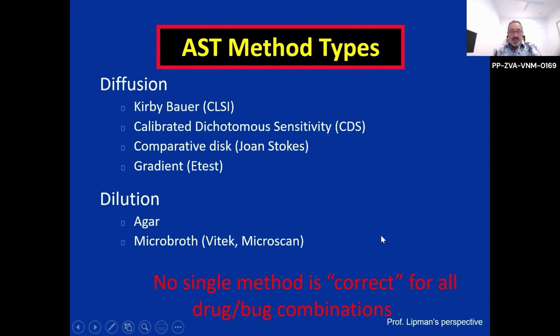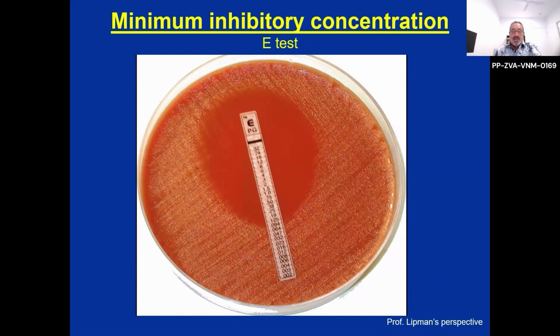You can measure the MIC in various ways. There are diffusion and dilutional methods. The most common diffusion method, and the most accurate, would be the E-test, whereas most people will use dilution, agar or microbroth in a big machine, a Vitek machine, for the determination of the MIC. Just to point out, there's no single method that is correct for all the drug-bug interactions for the MIC determination. So this is an E-test.